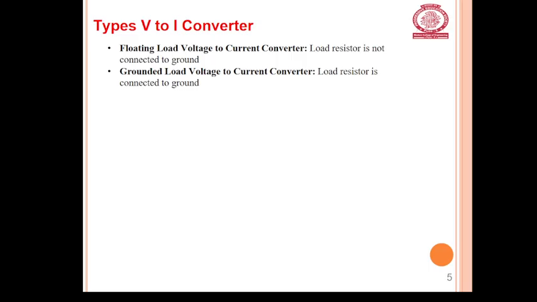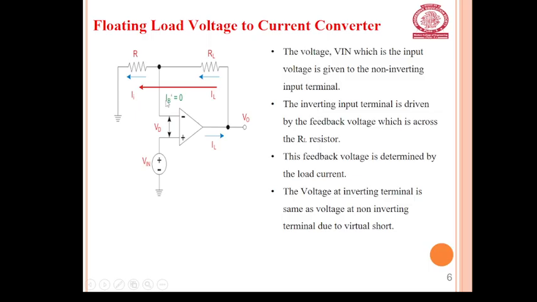So we have two types of voltage to current converter. First one is floating load voltage to current converter. As its name suggests, floating load means the load resistor is floating. In other words, it is not connected to ground. The second type is grounded load voltage to current converter, where the load resistor is connected to ground. So first we will start with the first type, that is floating load voltage to current converter.